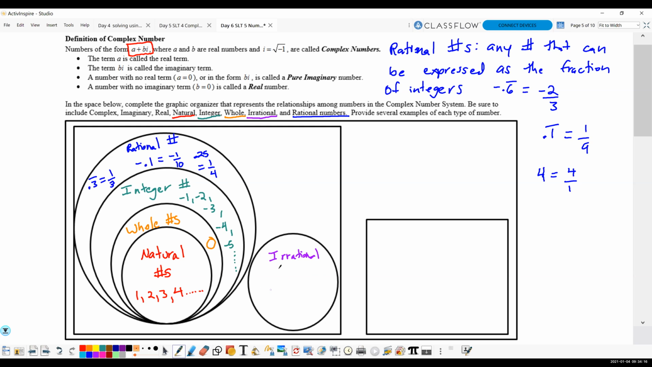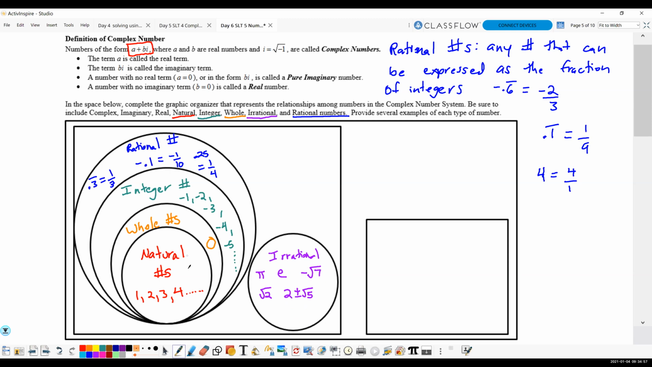Our irrational numbers, you guys like the number pi, that is irrational. An irrational number is a number that is real but cannot be expressed as the fraction of integers. So pi and e are some of your favorites. My personal favorite is the square root of 2. Square root of 2 is my favorite irrational number. Negative root 7, or 2 plus or minus the square root of 5, these are all irrational numbers, okay?